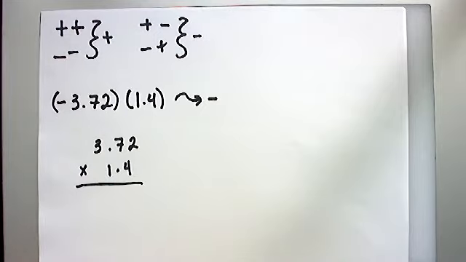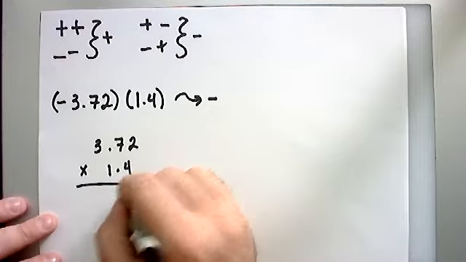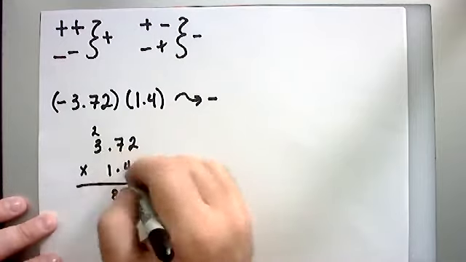And watch what I do on the next step. I'm not going to use the decimal at all when I multiply. 4 times 2 is 8. 4 times 7 is 28. Carry the 2. 4 times 3 is 12.